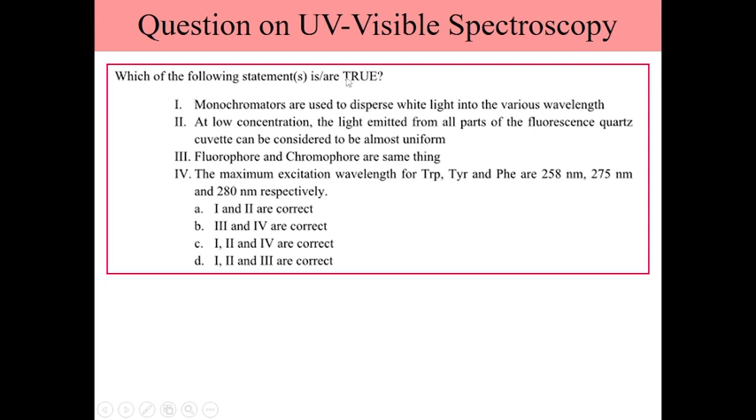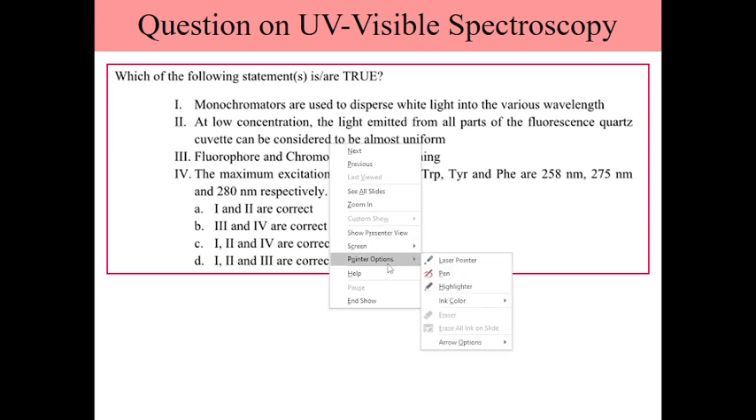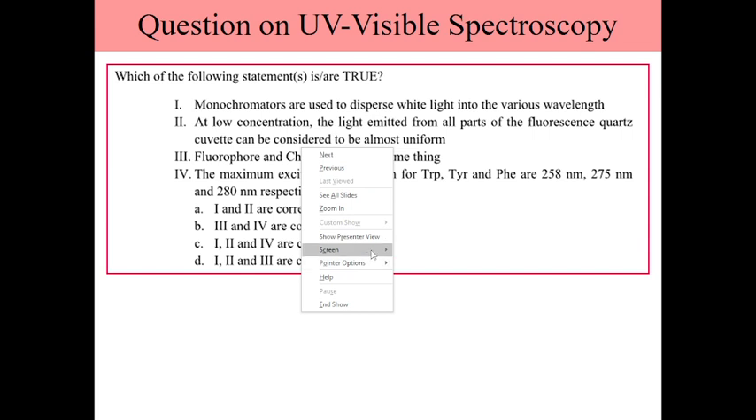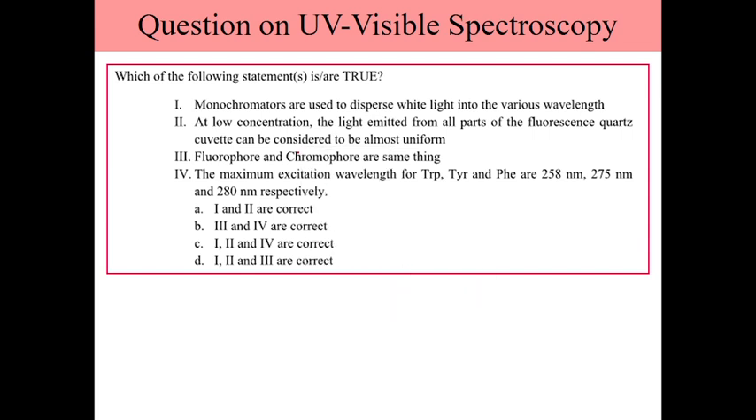So which of the following statements is or are true? Monochromators are used to disperse white light into various wavelengths. That is definitely true. Okay, so this is true. At low concentration, the light emitted from all parts of a fluorescence quartz cuvette can be considered to be almost uniform. This is definitely true. Fluorophores and chromophores are the same thing. This is not. You will very soon learn why.